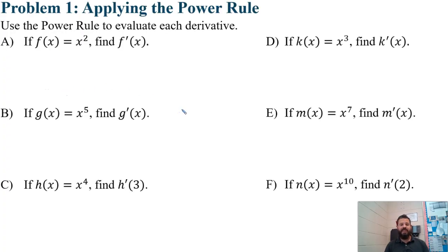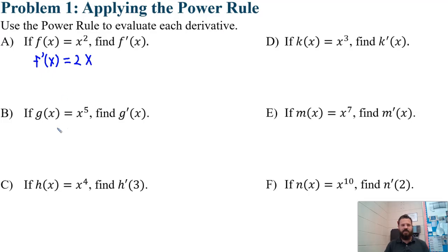Let's go ahead and look at applying that power rule to some different functions here. Use the power rule to evaluate each derivative. If f of x equals x squared, we want to find f prime of x, the derivative of f. We already did that one. F prime of x will just be equal to, our n is a 2, so the rule says put the 2 out front, subtract 1, and we can just say 2x. Technically we could put a 1 here, but usually you don't include that.